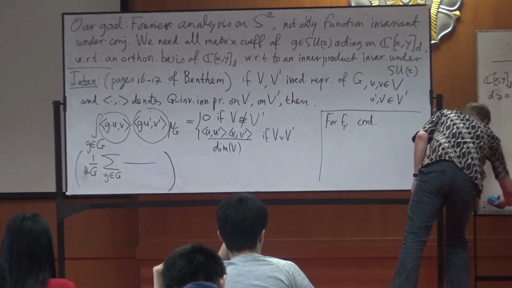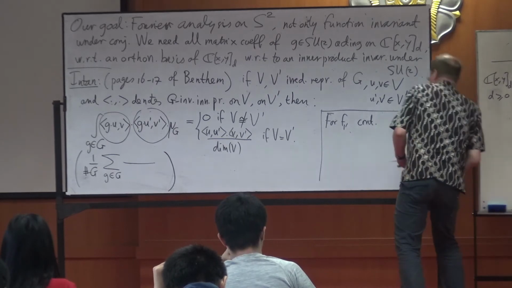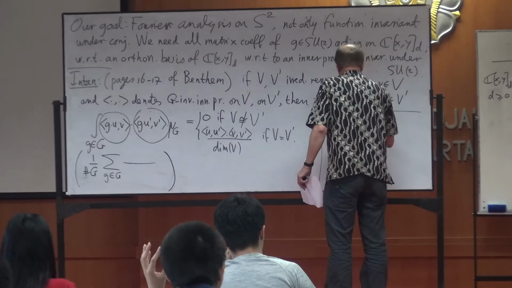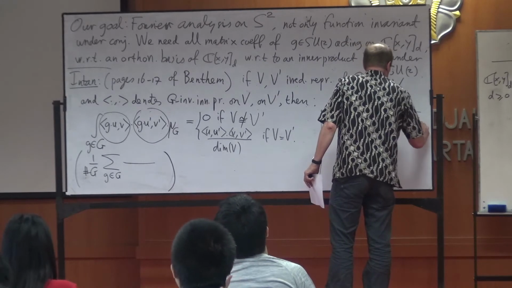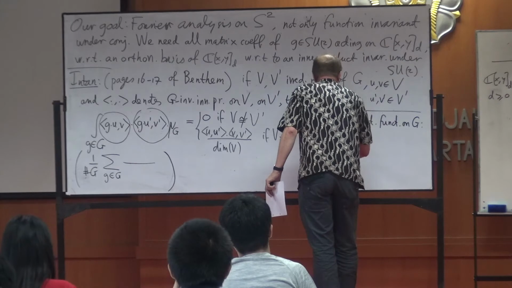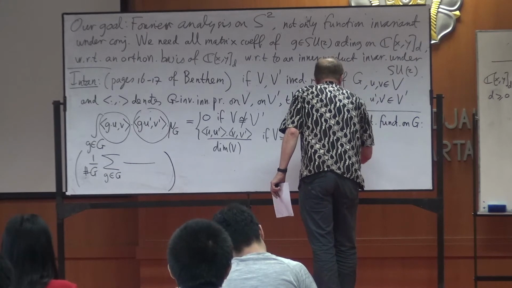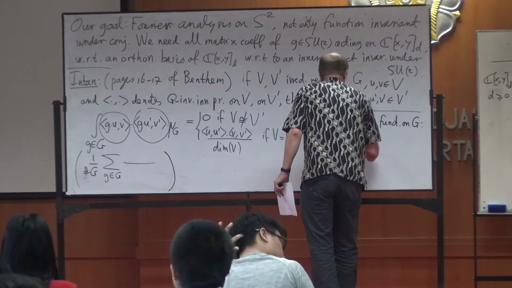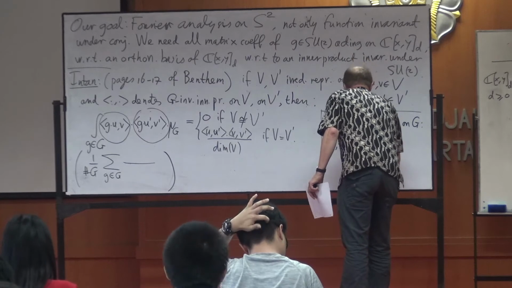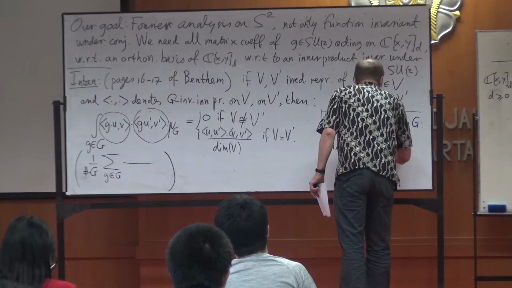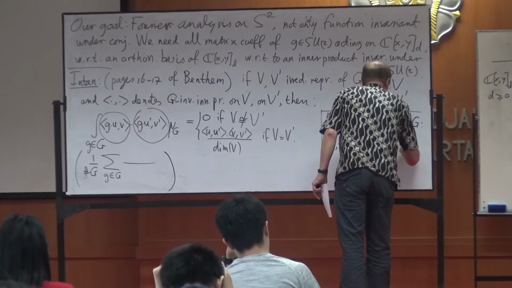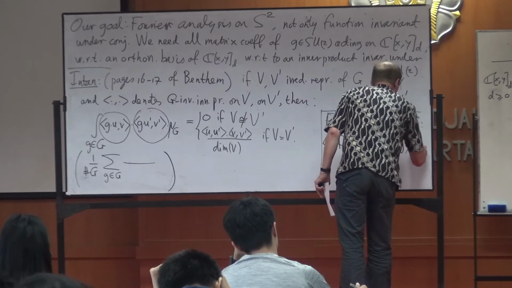So for f1 and f2, continuous functions on G, we define the inner product of f1 and f2 to be the integral over G of f1 of g times f2 of g bar times the measure mu of g.